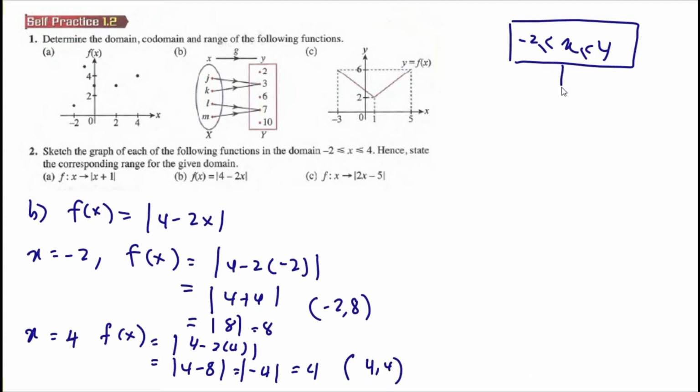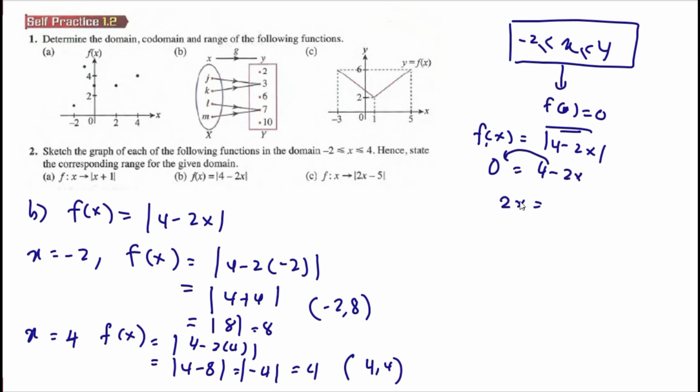And we must check when f(x) is equal to 0, if there is in between here and here. So when f(x) = 0, 4 - 2x = 0. We bring it to the left, 2x is equal to 4, x is equal to 2, 4 over 2 is 2. So x = 2 is still in between the range.